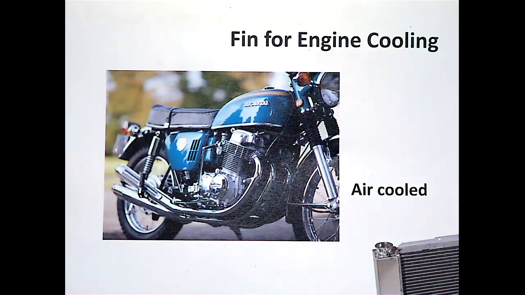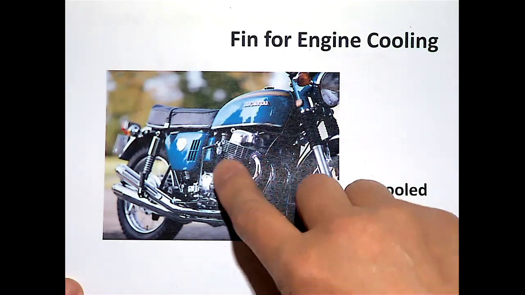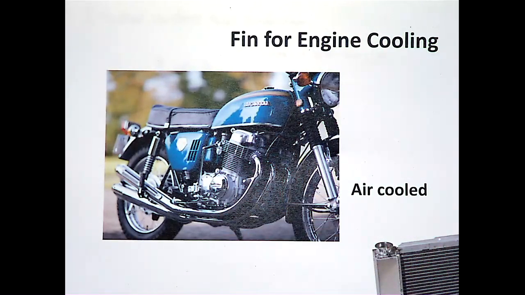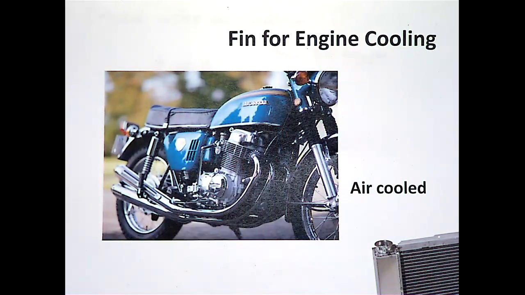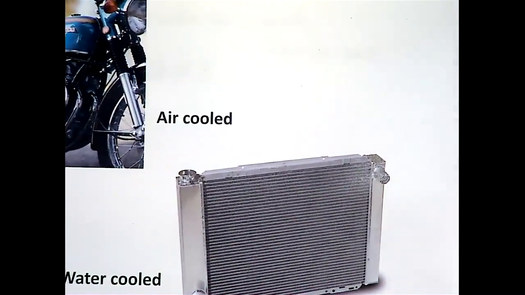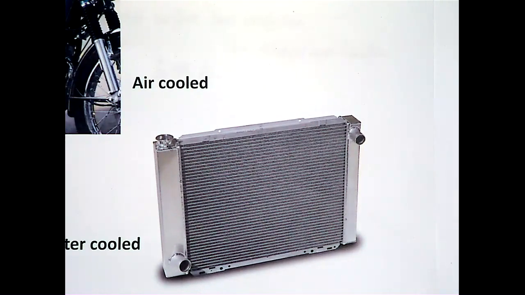So basically, when the motorcycle is running at a certain speed, the air will come in, and through this fin structure, this type of extended surface, the heat transfer will be sufficient to cool the engine. All right, so that's for the relatively small engine used for a motorcycle. For a large engine like a car, an air-cooled engine is generally insufficient, so you would be using a water-cooled engine.